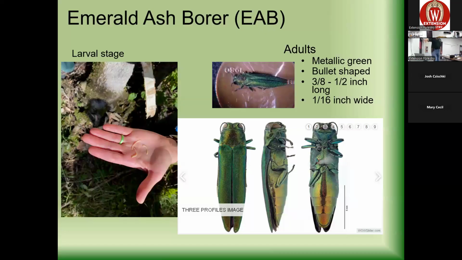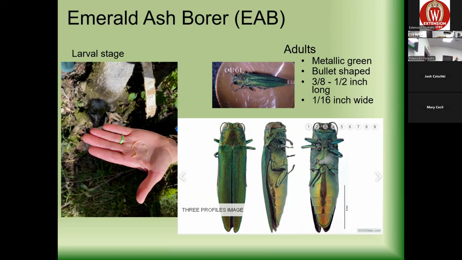So the larva stage, there's about 3 or 4 of them in this person's hand. That came out of the tree I'm passing around the bark from. The borer itself, the adult, is pretty small. That's on a penny. And there's some different shots of them, a variety of angles.